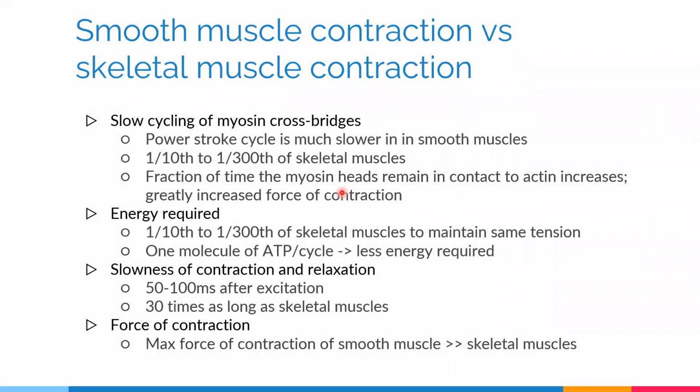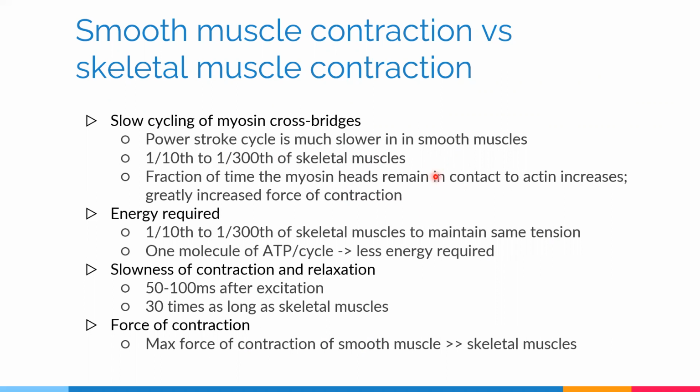Further, we have more differences between smooth muscle contraction and skeletal muscle contraction. The smooth muscles have a slow cycling of myosin cross bridges. So the sliding mechanism does not occur very fast in smooth muscles. The power stroke cycle is much slower in smooth muscles, about 1/10 to 1/300 of that of skeletal muscles.